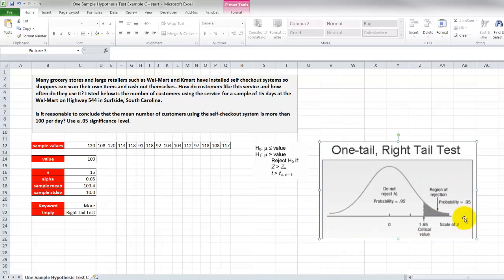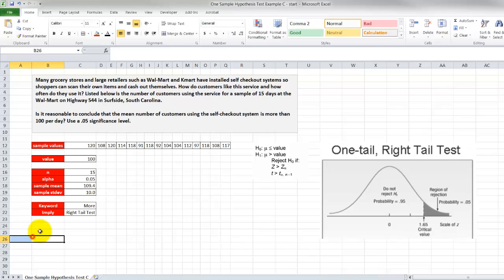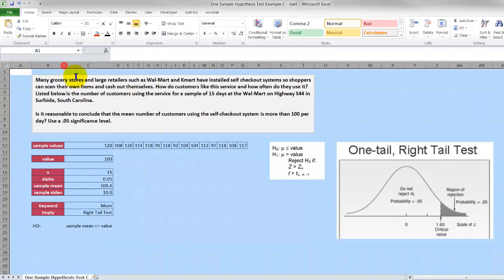So the only area of the distribution we're concerned with is this right tail. We need the critical value and we need the test statistic, and we're going to make our determination if we can reject the null based on where the critical and test statistics lie. So let's go ahead and write out the null hypothesis. H0 is going to be the statement that mu is less than or equal to the value. So that value again is that 100.